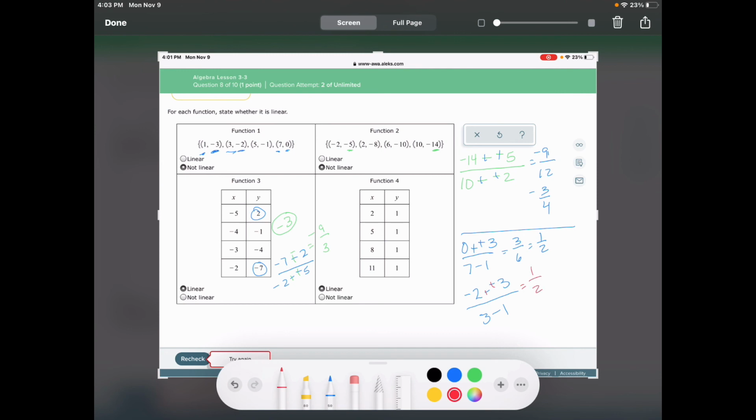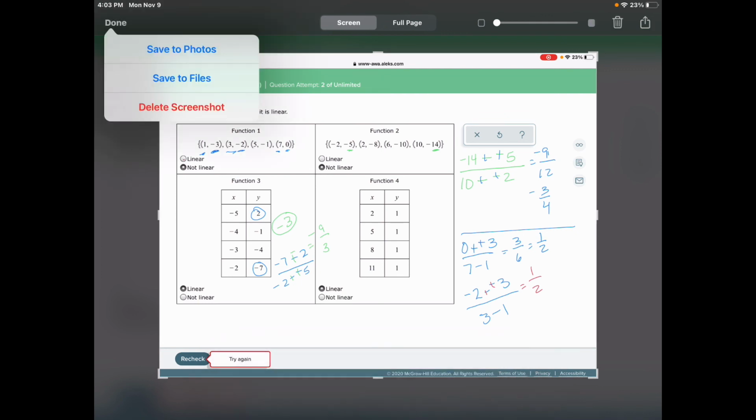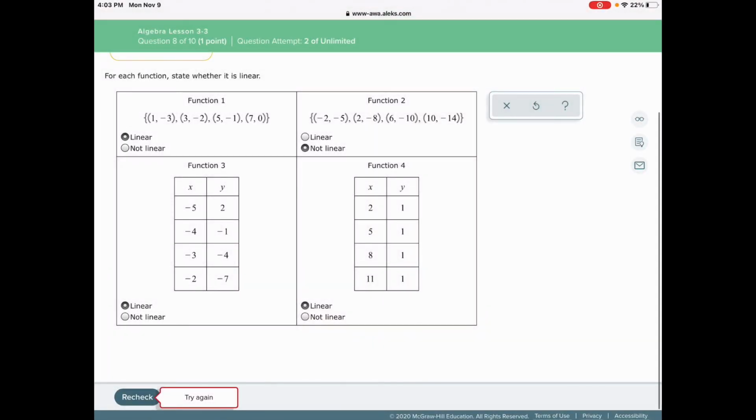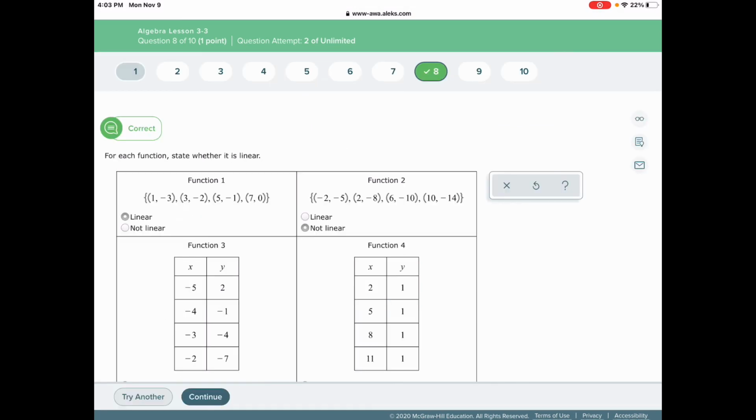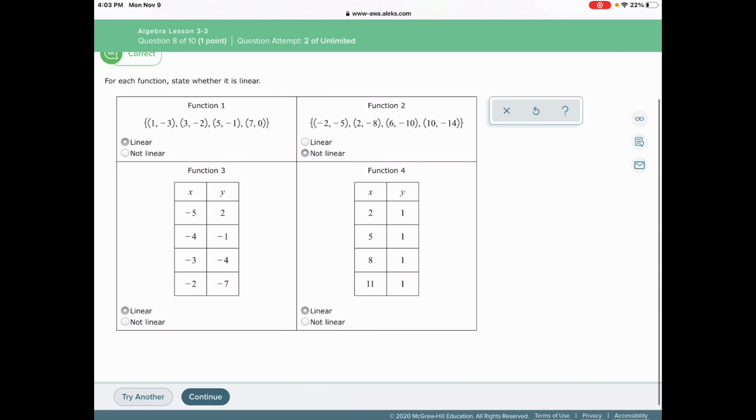So somewhere, I think maybe I made a mistake there and calculated a negative when it was not. So let's try moving that one back to linear and see if that's the one that was off. It was. All right. So watch your positives and negatives. It's easy to make a mistake. You just have to do that. Calculate lots of slope.